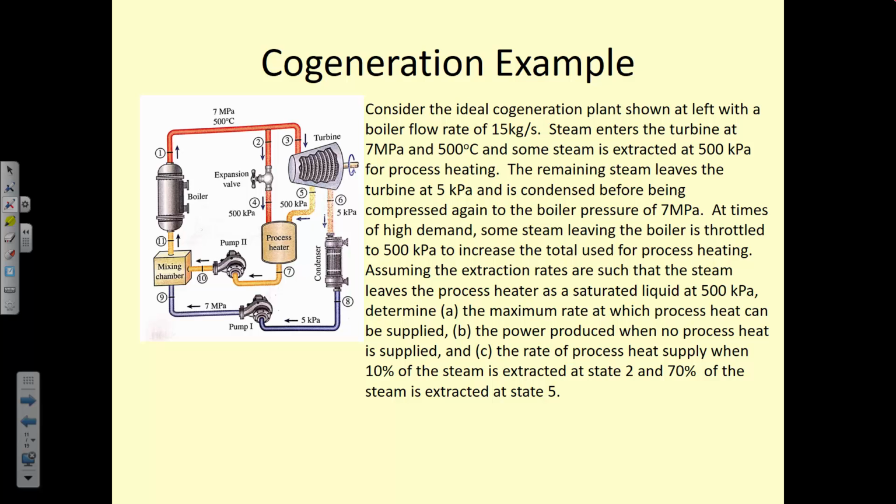So let's look at an example of this. And this is a big wordy problem, but it's not that bad. So we have an ideal cogeneration plant shown at left with a boiler flow rate of 15 kilograms per second. So 15 kilograms per second is the mass flow rate here. If we look at this system, where else will the flow rate be 15 kilograms per second, regardless of what's going on with the valves? 11. 11, yes. 15 kilograms per second.